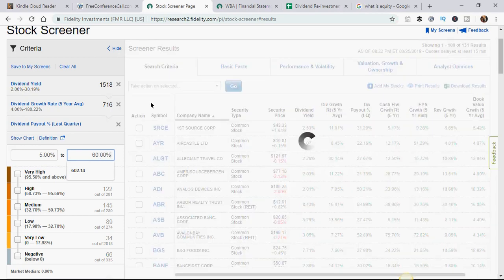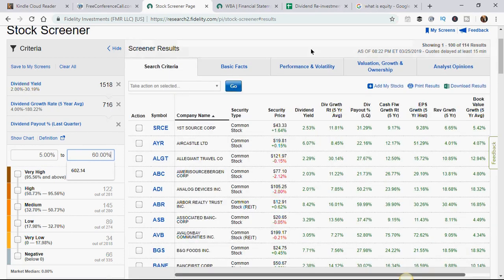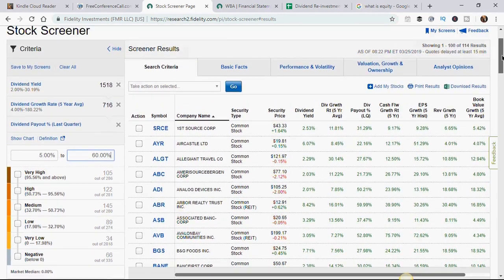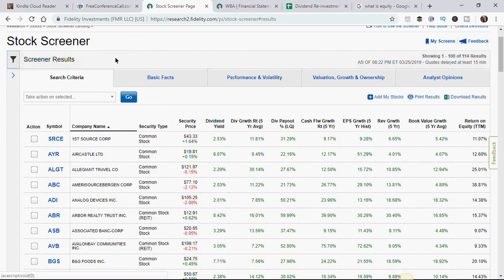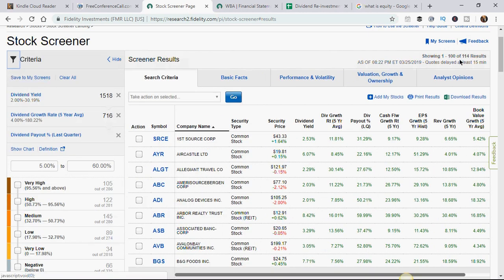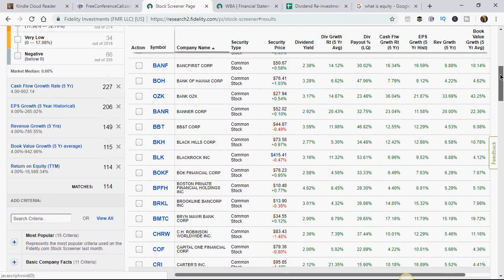Well, let's go ahead and simplify this. I said most of the time you're not going to want to invest in a business that's doing more than 60%. So let's go ahead and filter that out. All right, so here we go. That was a good catch though. 140.